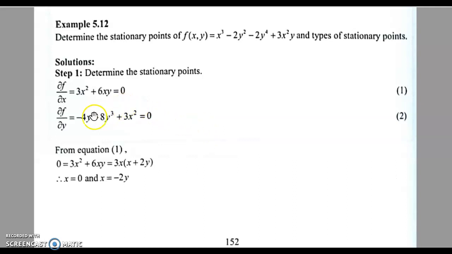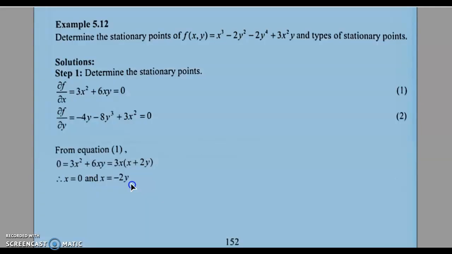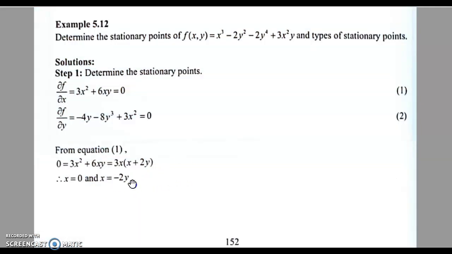So just take one of the functions. For this solution, they take the first function, and from this first function they come up with 2x, so the first one is x equal to 0 and the second one is x equal to negative 2y. Now the next thing to do after you have x is to find, of course, the y.